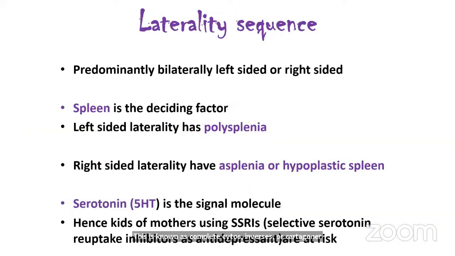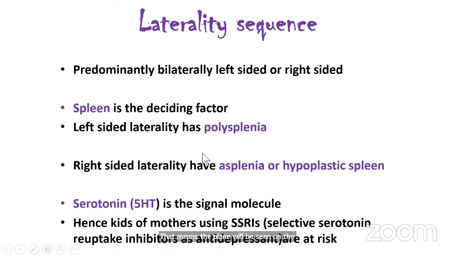Now, there is something else known as laterality sequence. Laterality sequence means whether a person is predominantly left-sided or right-sided. That means some of the structures of the left will be seen on the right as well. So, which is the deciding factor? The options will be having polysplenia or asplenia. These are the two options which you will be getting. So, if you get a left-sided laterality, that means the spleen will be seen on the right side also.